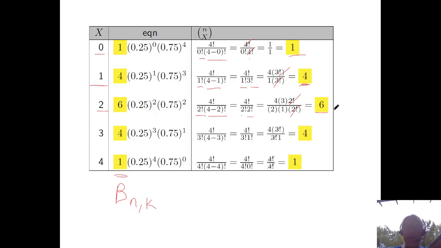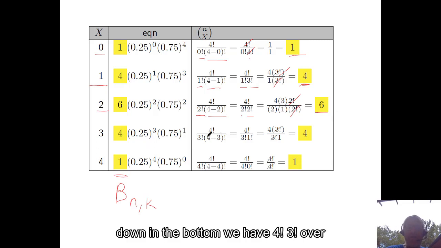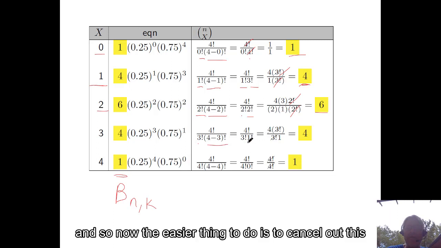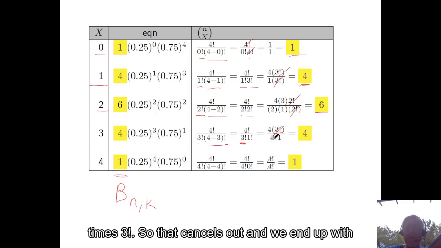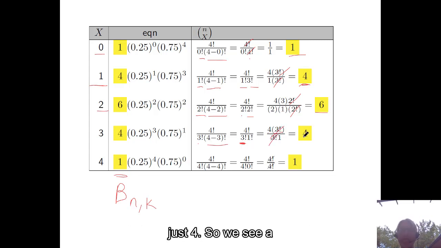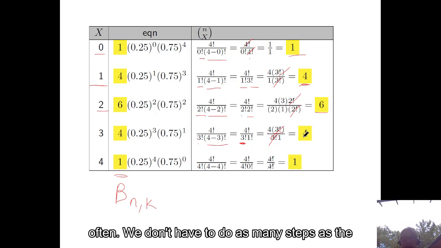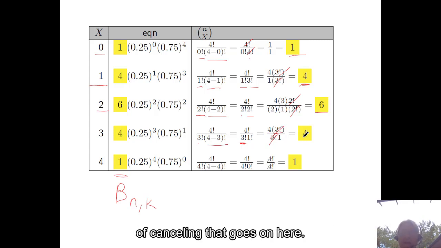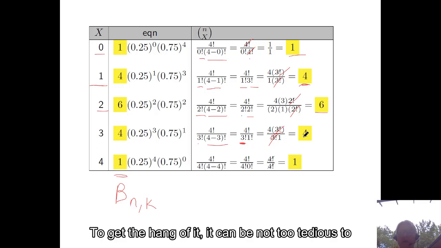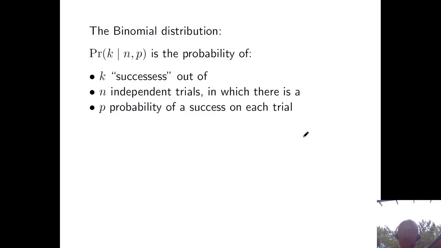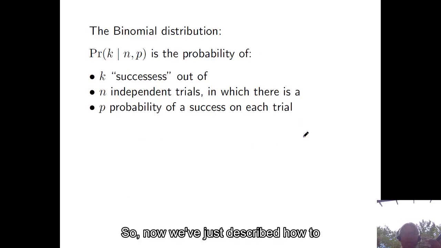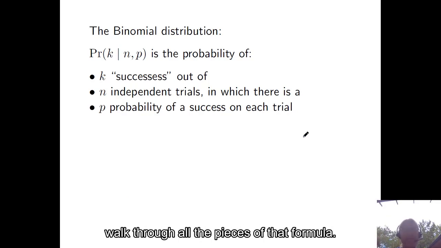And then down in the bottom, we have 4 factorial, 3 factorial over here, and 1 factorial. And so now the easier thing to do is to cancel out this k factorial with 4 times 3 factorial, so that cancels out, and we end up with just 4. So we see often we don't have to do as many steps as the factorial notation implies because there's a lot of canceling that goes on here. And once you get the hang of it, it can be not too tedious to calculate. Okay, so that's the full table. So now we've just described how to calculate all the values for the binomial distribution, and we've walked through all the pieces of that formula.